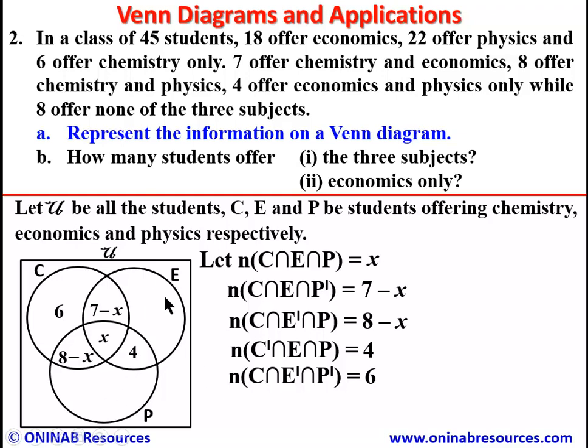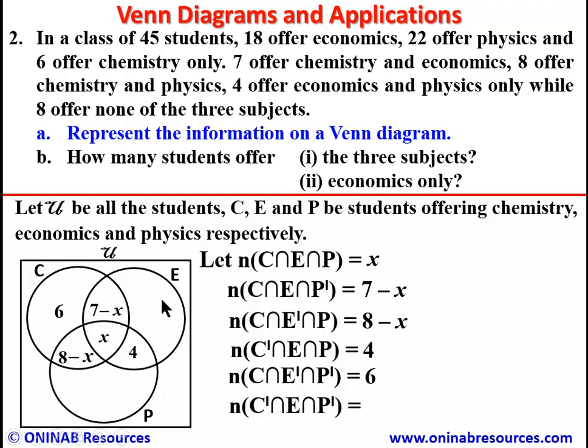Then we go for the number of students offering economics only. That's going to give us C prime intersection E intersection P prime. No C, no P. 18 offer economics. For your information, the whole of this circle constitutes the 18 students that offer economics. That is 7 minus x, 8, and those offering only.